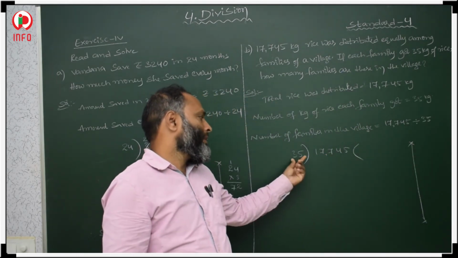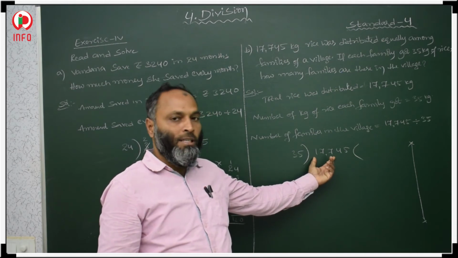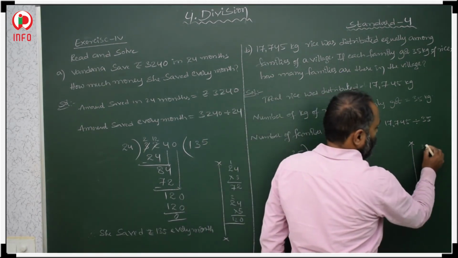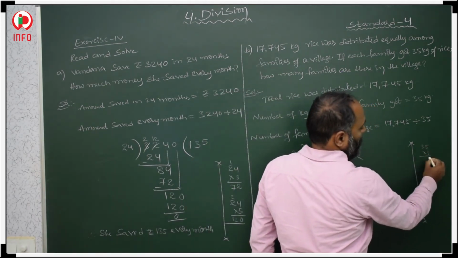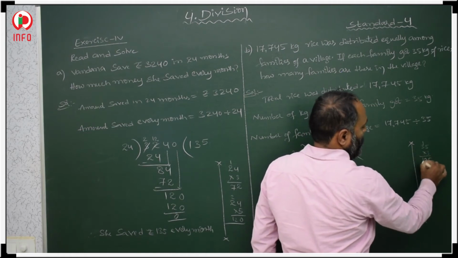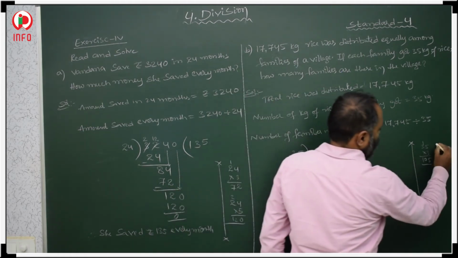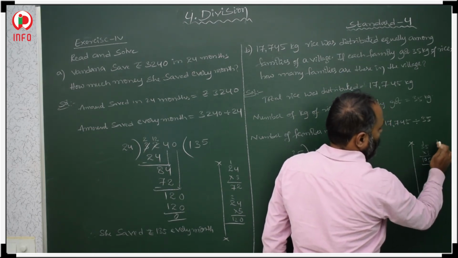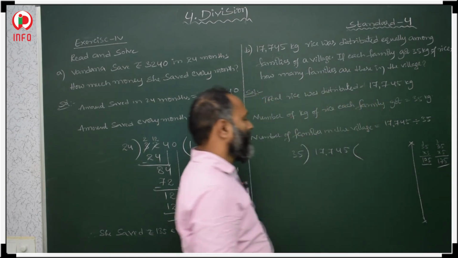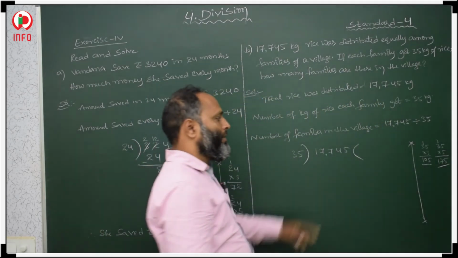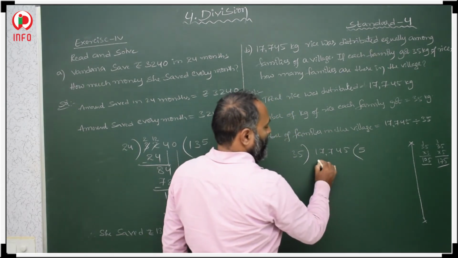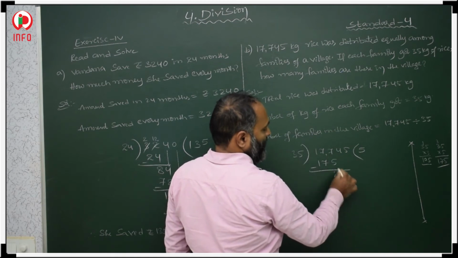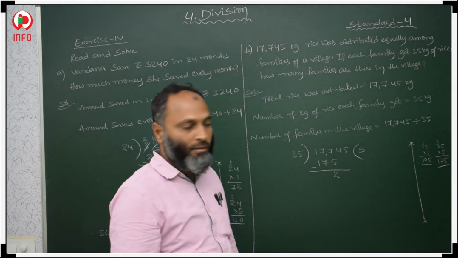17 is less than 35, so we have to take 177. In the 35 table, to get 177: 35 3s are 105, 35 5s are 175. It means 35 5s are 175. 177 minus 175 is 2, 7 minus 7 is 0, 1 minus 1 is 0, no need to take.